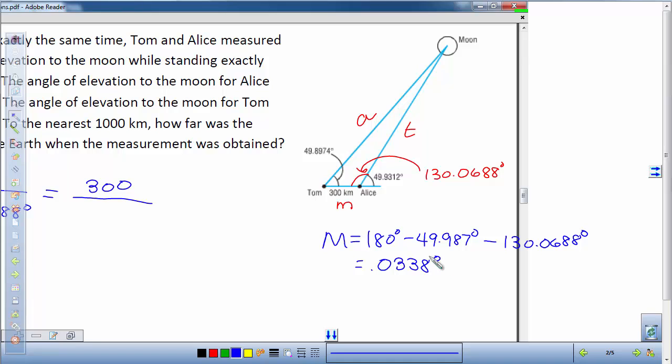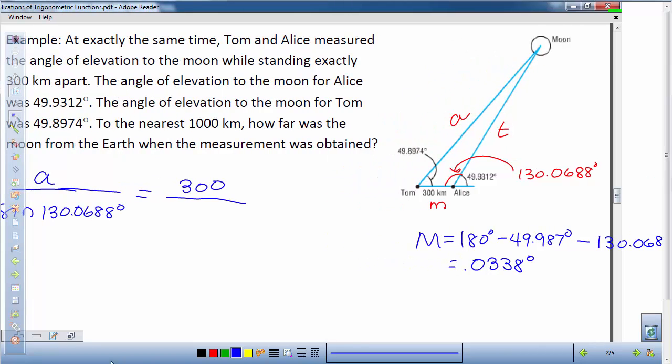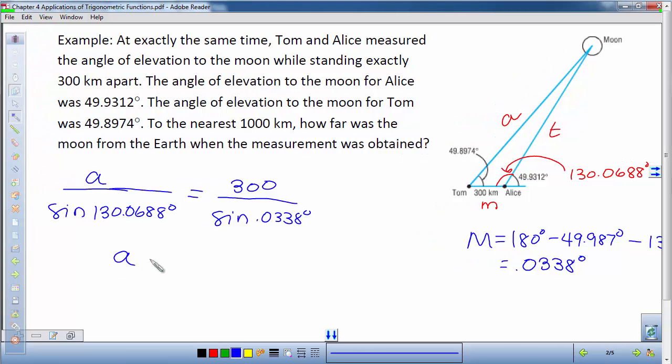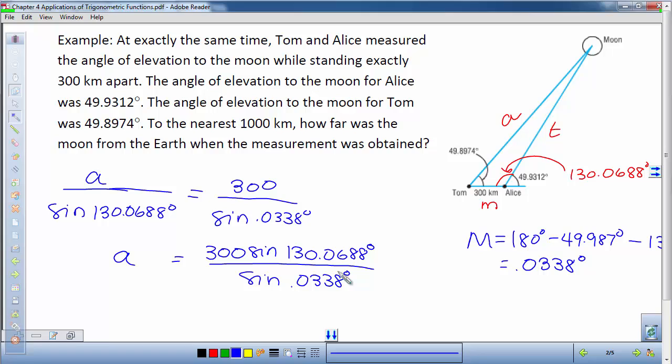0.0338 degrees. Okay, so we're going to say sine of 0.0338 degrees. So we get A equals 300 times sine of 130.0688 degrees over sine of 0.0338 degrees. Okay, questions about that before we put it into our calculator?